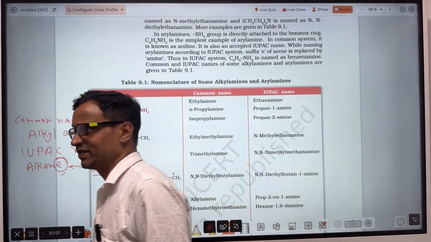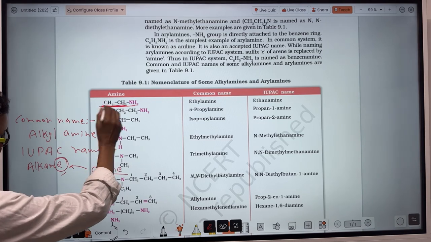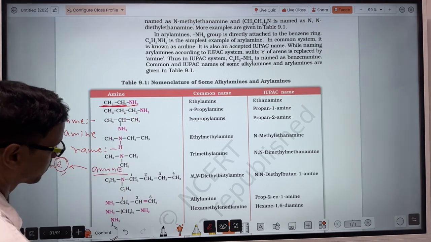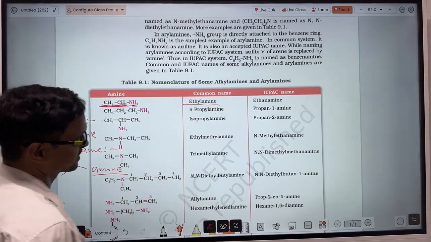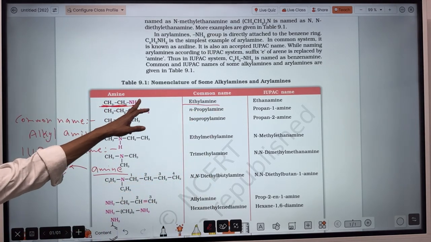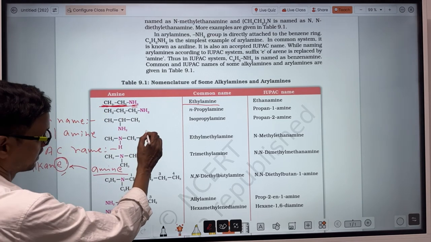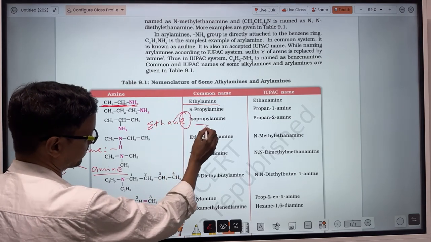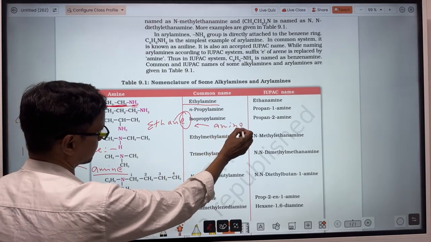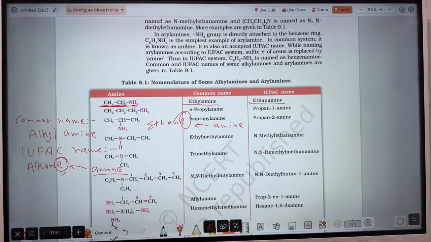Now one by one we write the IUPAC name. So here is an ethyl group and the NH2 amino group is bonded. So the common name will be ethyl amine. Amino group is bonded to ethyl group, so that's why ethyl amine. And for the IUPAC name, from ethane, the E has been replaced by the word amine. So that's why the name is ethane amine.